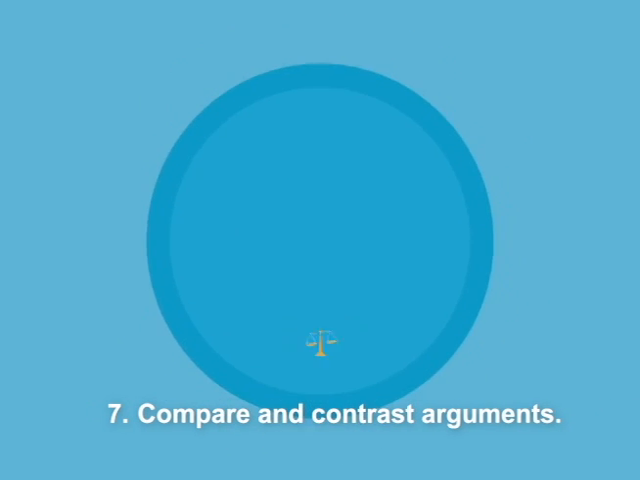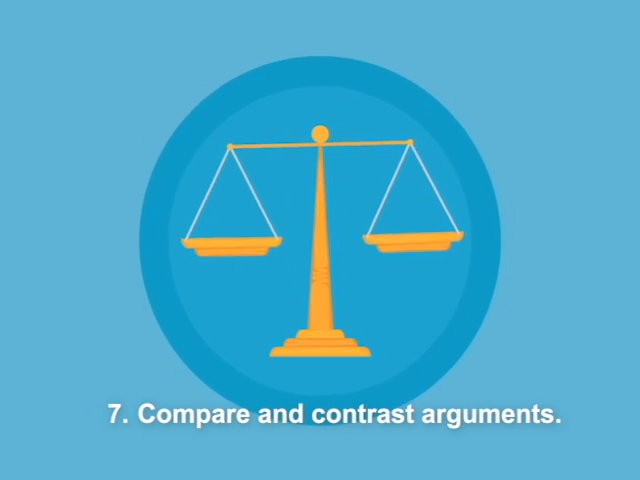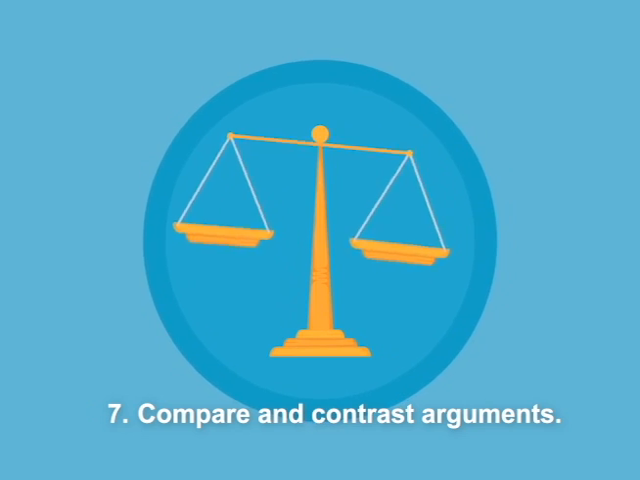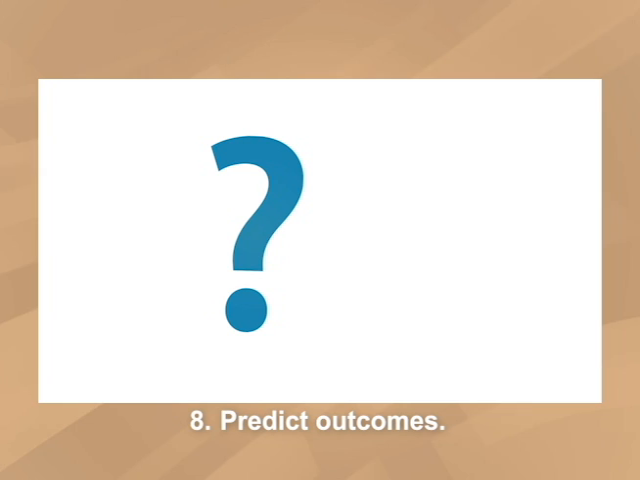Number 7, compare and contrast arguments in a discussion. And number 8, predict outcomes from events described or presented. Keep practicing and you will be on your way to becoming an intelligent listener.